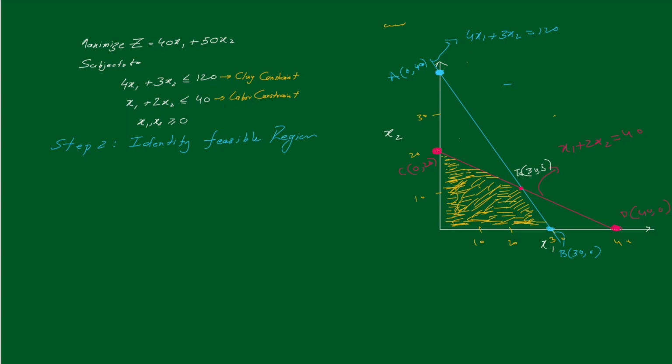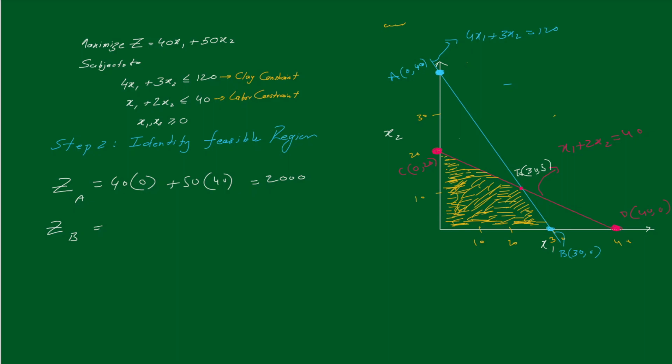Okay, so in order to check which point is optimal, we will check all these corner points for the objective function. Let's say we have objective function Z. I will check the objective function value at point A. At point A, we have 40 into x1, which is 0, plus 50 into x2, which is 40. So the answer is 2000. Now we will evaluate another point, point B.